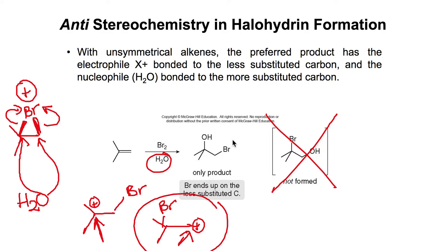However, the Br will end up at the end, and the OH will end up in the more substituted side of the alkene. And so this is something that you have to keep in mind when doing halohydrin formation.